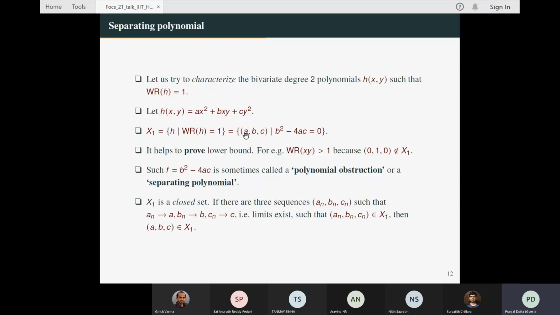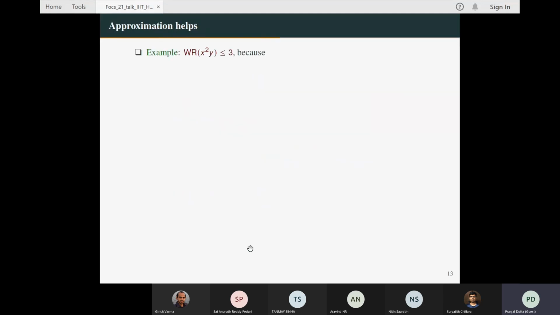But in this case, this is closed because the limit points also exist in the same class. Because you can just take an, bn and cn. I know bn square minus 4 an cn is 0, and bn square goes to b square, an goes to a, cn goes to c. So b square minus 4ac is also 0 automatically. So X1 is actually a closed set. Now, why X1 being a closed set is important, we'll just see in this slide. So I claim in this slide that approximation really helps.